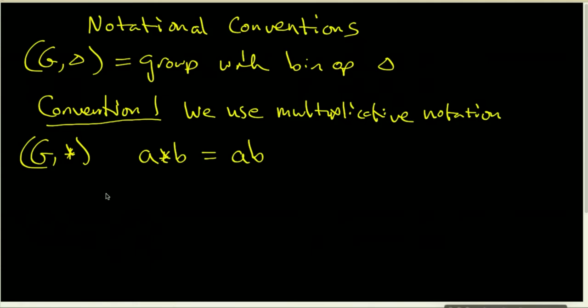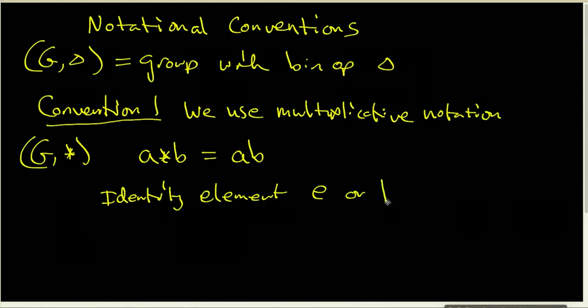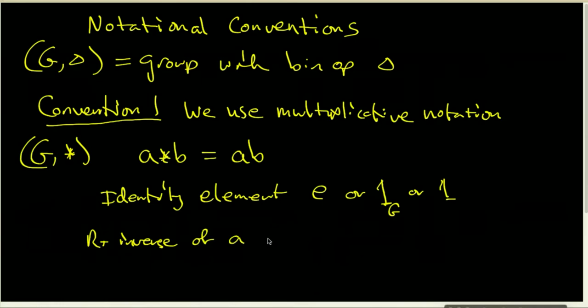The group identity element is usually written in one of two ways. It is usually written as either an E, or in some circumstances, it is written as a 1 sub G, or even just a 1. The right inverse, which remember is actually a two-sided inverse of an element A, is usually written as A to the negative 1. We do not use fraction notation, and I want to make that as a warning.